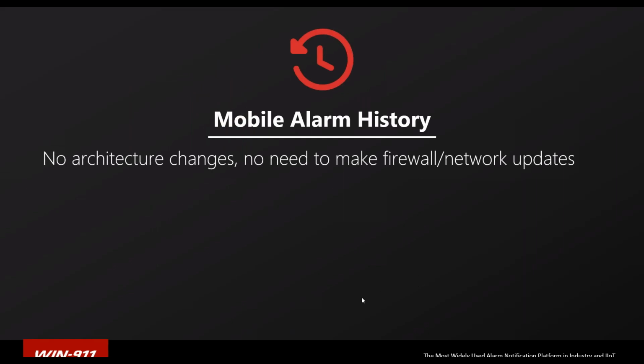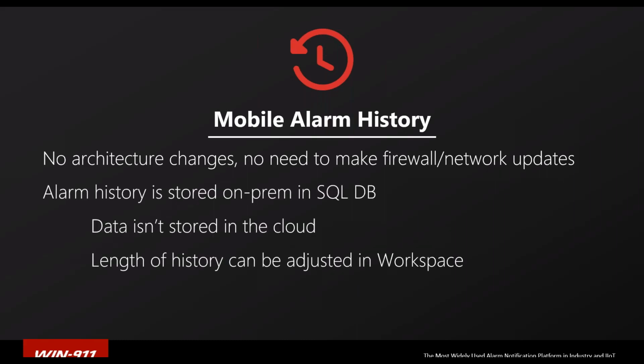Just a few more things about the alarm history. We didn't make any architecture changes to mobile, so if you were worried that you'd have to make any new firewall changes for this to work, everything goes through the same communication channel, so you don't have to make any changes to your existing network if you're using mobile. Everything is stored on-prem, so all the alarm history that you're accessing through the app is coming from a database where your WIN-911 system is installed. So we're not storing anything in the cloud, so you don't have to worry about your sensitive data being stored up there. Our web app that you're connecting to is essentially just serving as a proxy for communication between WIN-911 and your mobile app.